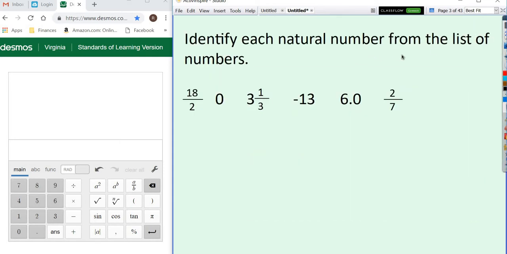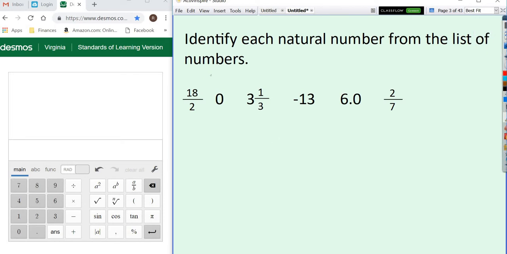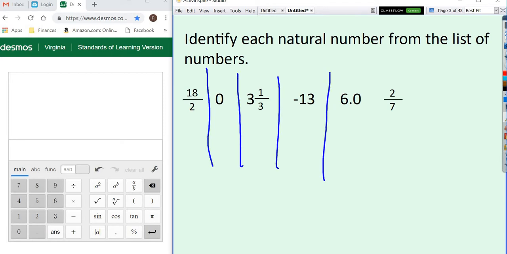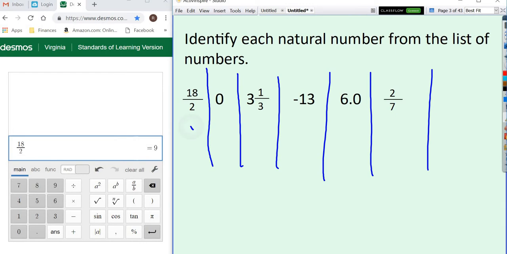The next thing we're going to do is identify each natural number from this list, and we're going to do that by using our calculator. We're also going to separate them just by drawing lines so we can easily tell the difference of what's going on. So if we use our calculator for 18 divided by 2, that gives us 9. That definitely looks like a counting number. Then we've got a 0 that goes there.